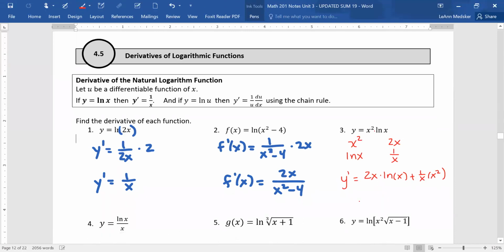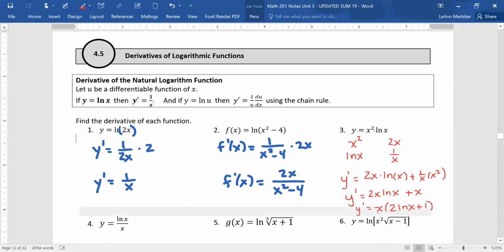We can simplify this one a little bit. So it'd be 2x natural log of x plus just x. And if you wanted to go a little bit further, you could pull the x out, which might be helpful for later. And you'd have x times 2 natural log of x plus 1, which might be a little easier if we go to solve things later on.